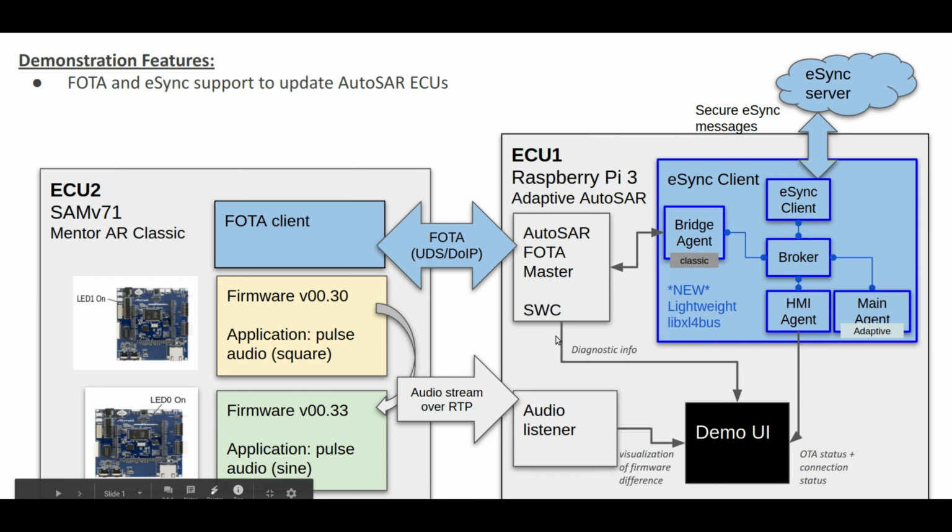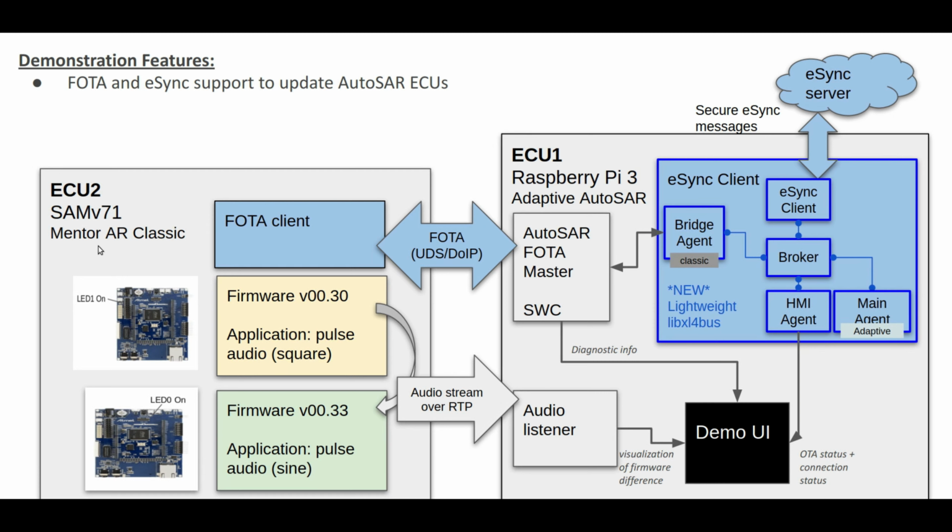Hello everyone, this video is a demonstration of firmware update of AutoSAR based ECUs with the help of eSync. In this demo, we have two ECUs, ECU1 and ECU2. ECU1 is a Raspberry Pi which runs on Adaptive AutoSAR. ECU2 is a SAM V71 which runs on Mentor Graphics Classic AutoSAR platform.